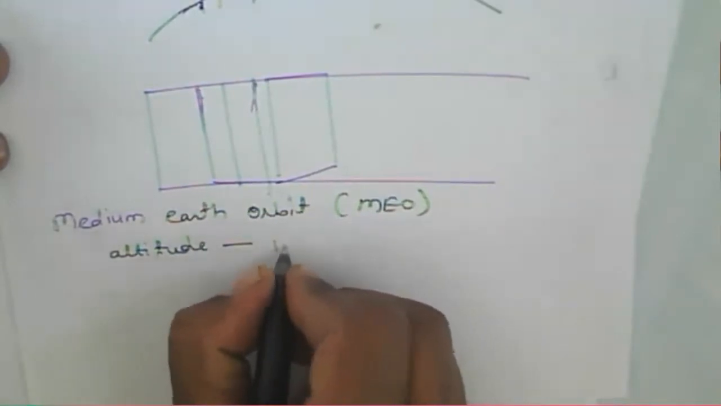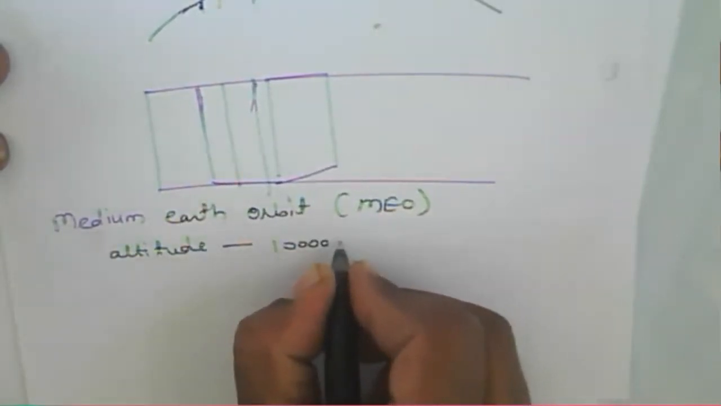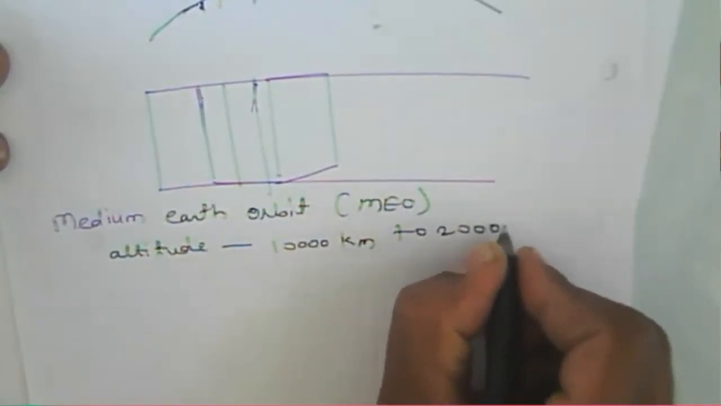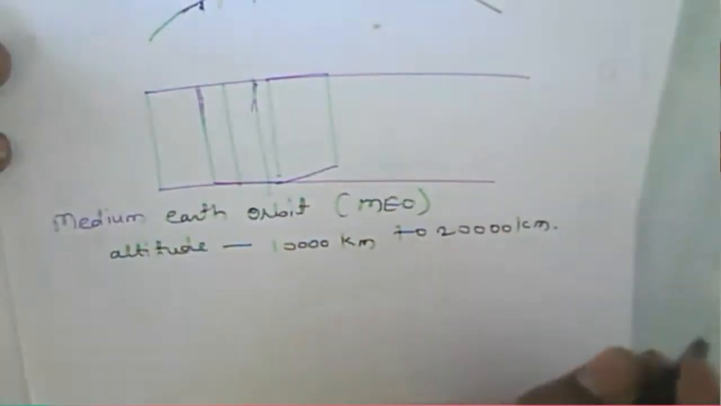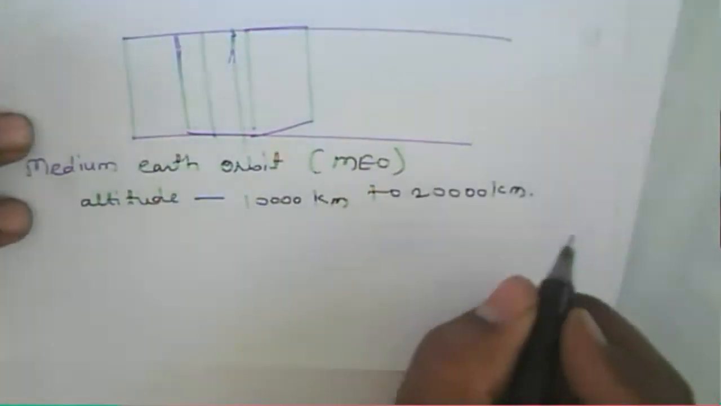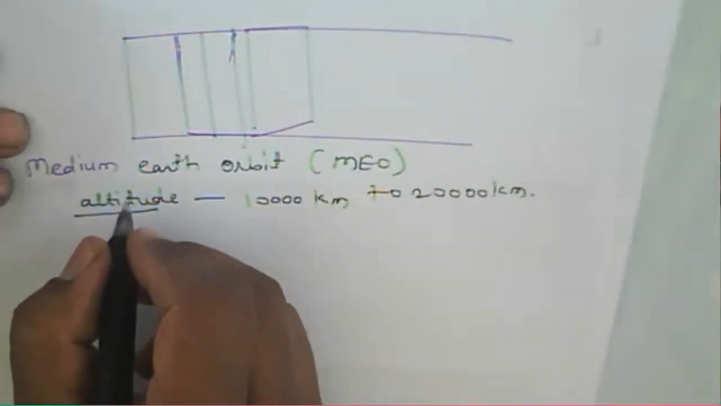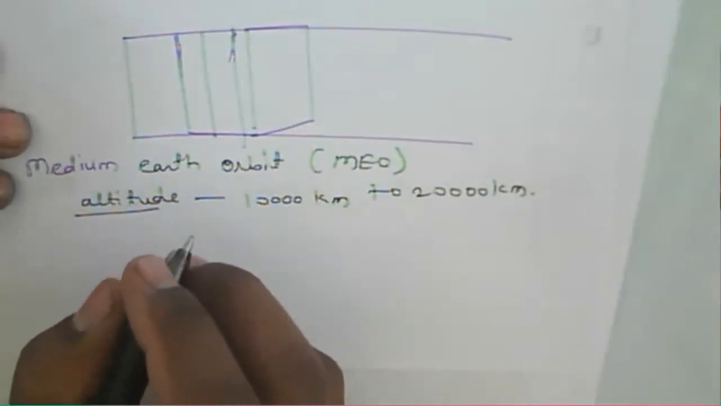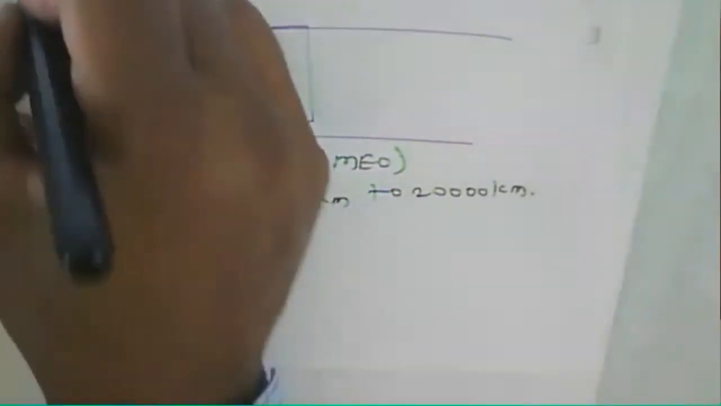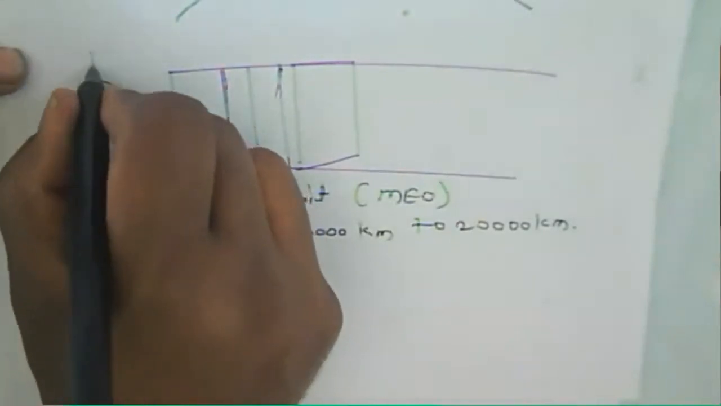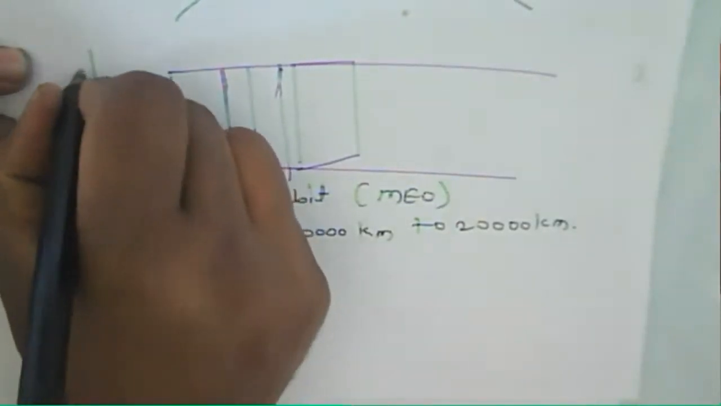That altitude is about 10,000 to 20,000 kilometers. That is about a MEO orbit. So it has an altitude of 10,000 to 20,000 kilometers, and generally we consider that the Earth has a pole from south to north.